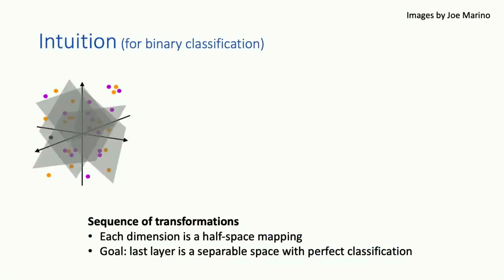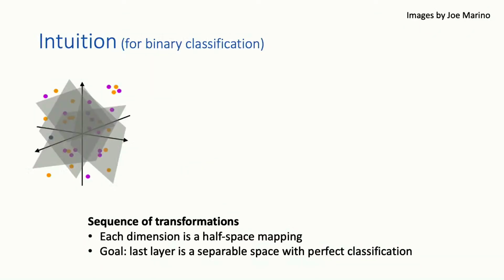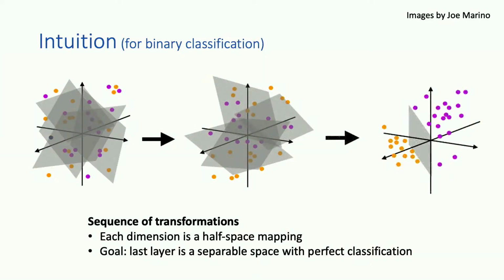Intuitively, what's happening here is that this compositional function, a deep neural network, is doing a sequence of transformations of the data from the original space. Each individual layer gives you a different representation, and eventually you get to a representation in the last layer that's easy to classify, which hopefully is linearly separable if you're doing classification.